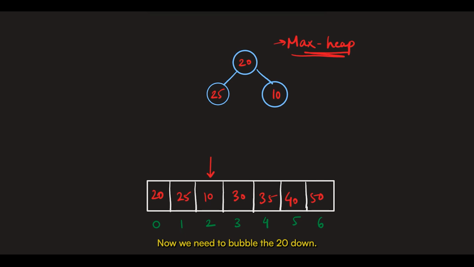Now we need to bubble the 20 down. We'll replace it with the max element so that the max heap property is being followed. Now we can see that for every node, the max heap property is being followed. Let's move on and try to delete 25. In order to delete 25, we need to replace it with the last element in the heap, which is 10. Now we update the pointer again and delete the last element from the heap.